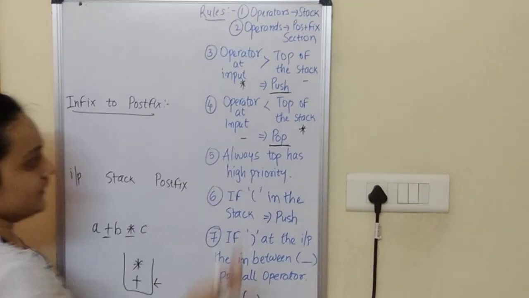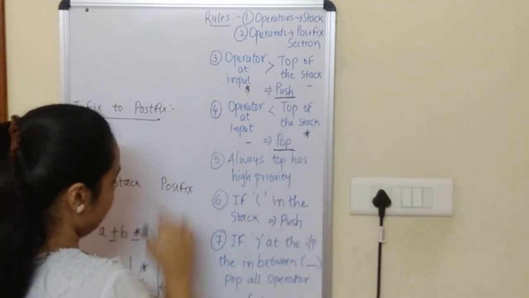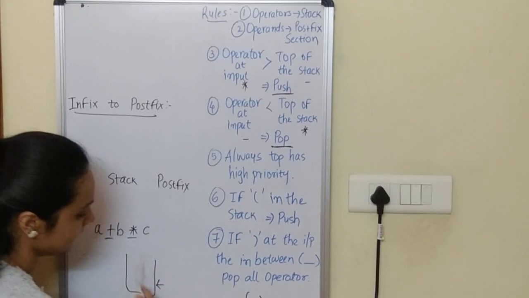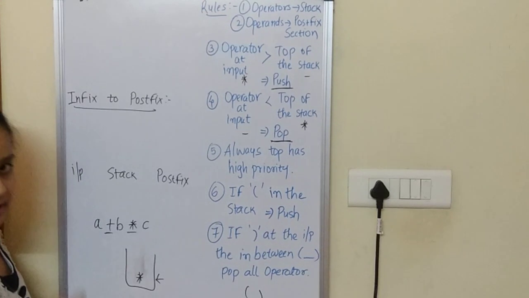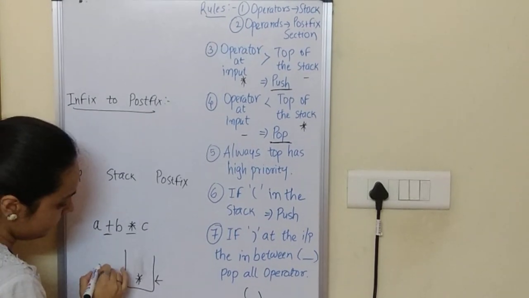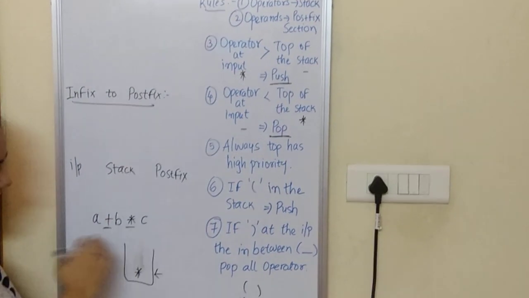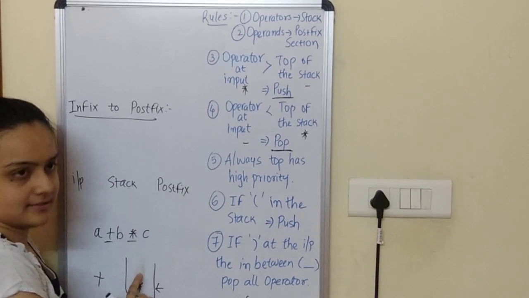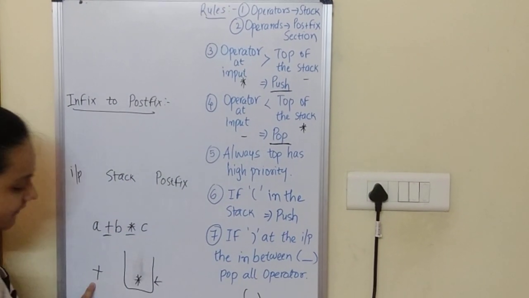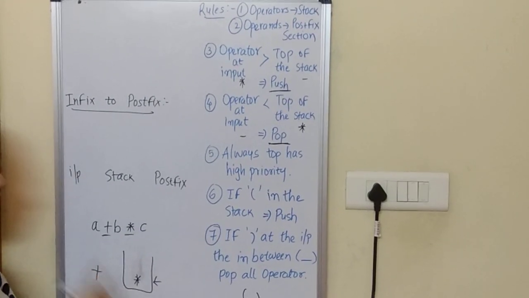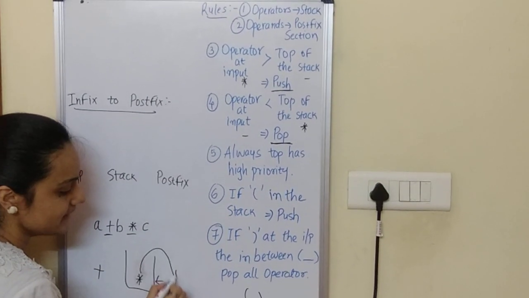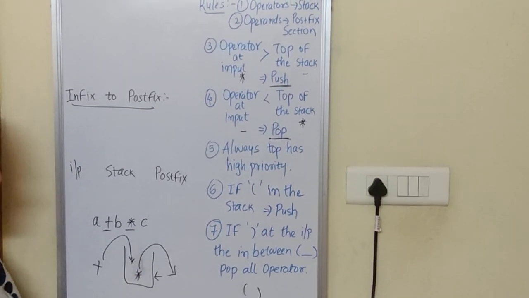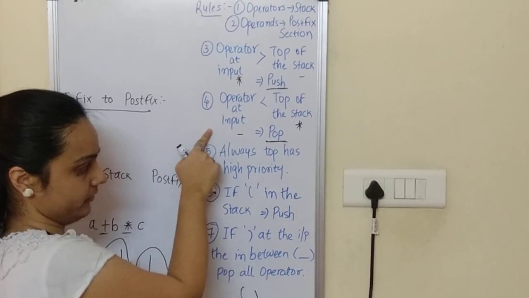Fine. And in the second rule, it will be like if I have the top of the stack be like this multiplication, and if I found plus in the input, then I cannot insert this plus operator into the stack because it is having the lowest priority. So you have to first pop this operator and then you can insert this operator. This is your rule number 4.